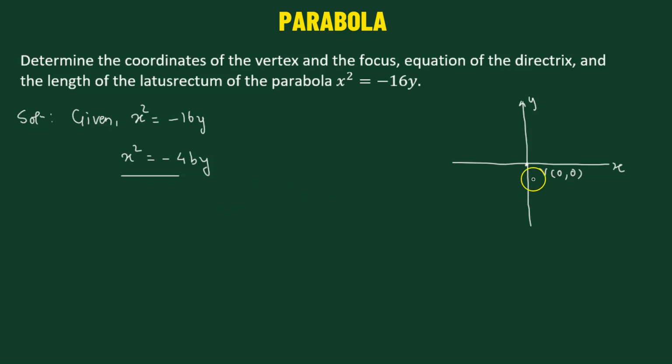Now this is a downward facing parabola, meaning let's say we have the y-axis and the x-axis, and we have the equation of a parabola in its standard form, x squared equals negative 4by. If we sketch the graph of the parabola, it's going to be downward facing. This is x squared equals negative 4by.